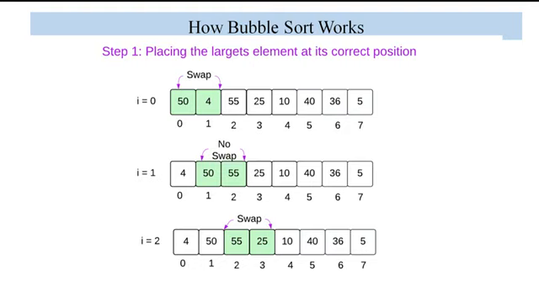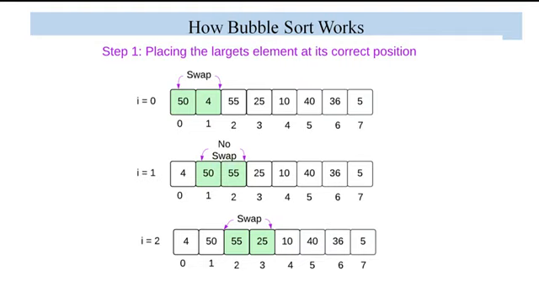So here in this example, pass 1, what will we do? We will compare the first element with the second element. Here we can see that the first element is 50 and the second is 4. So 50 is greater than 4, so it will be swapped. That is, 4 will be transferred to the first location and 50 will be transferred to the second location. That is, first location means index 0, second location index 1.